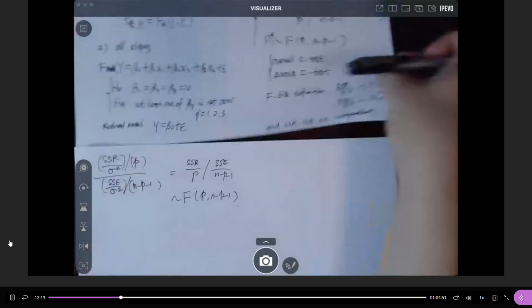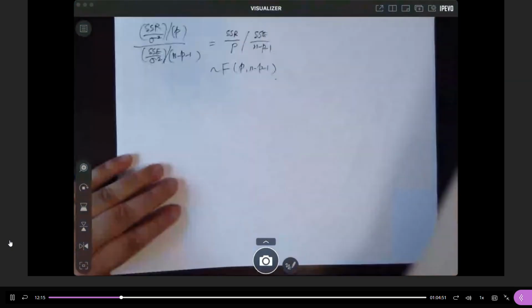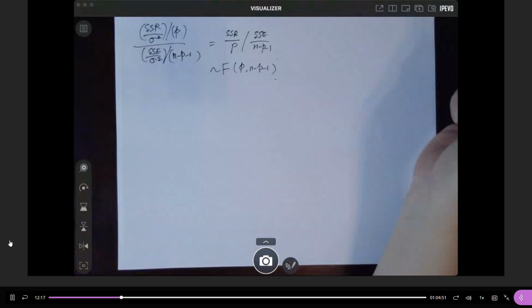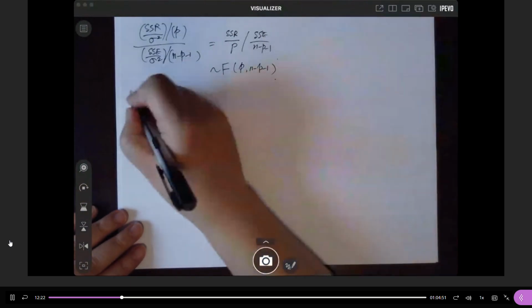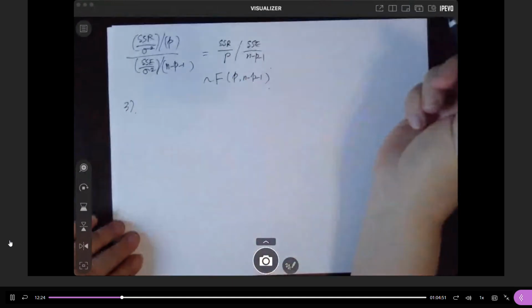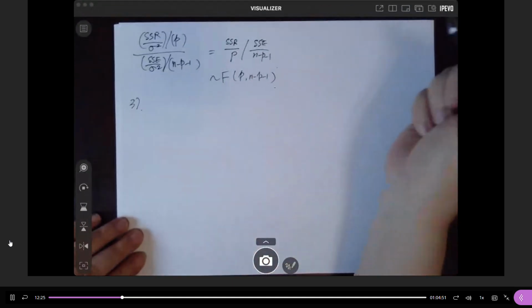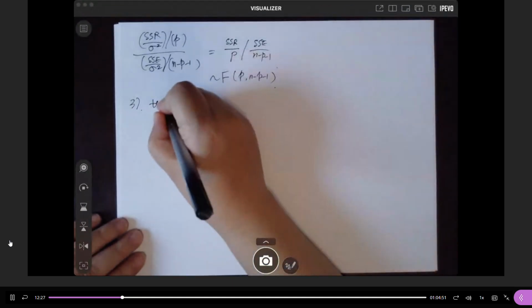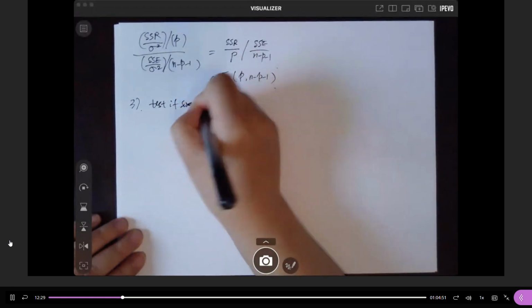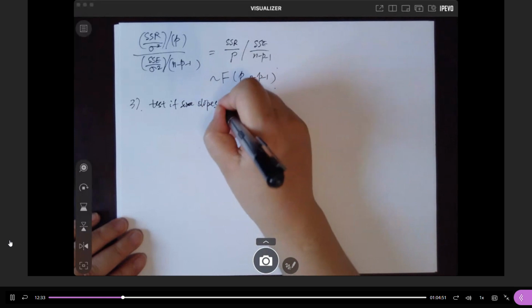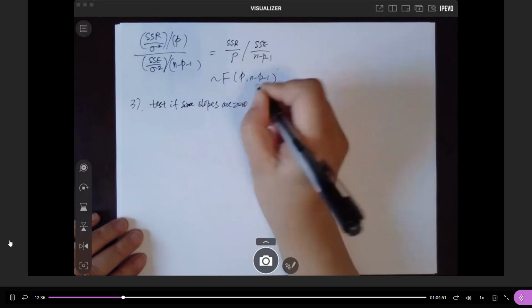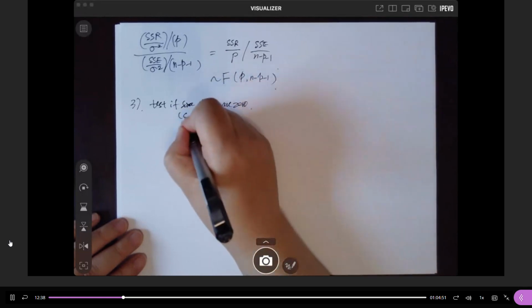No? All right. So that's the overall F test, or ANOVA F test. The third case is the general case, when you test a subset of slopes. Test if some, but not all, slopes are 0. Basically a subset.